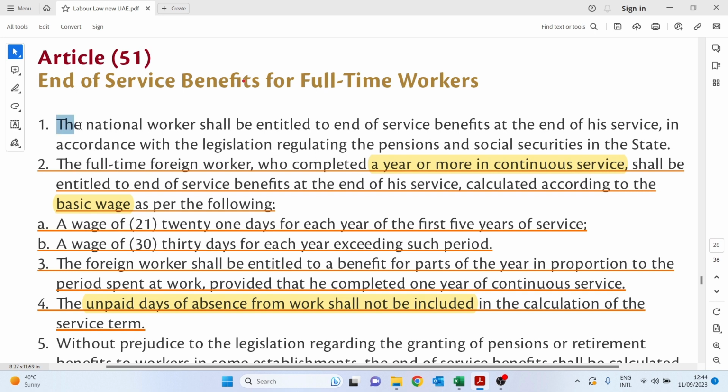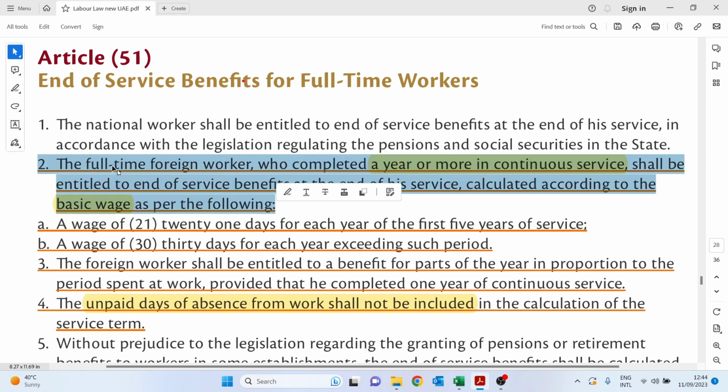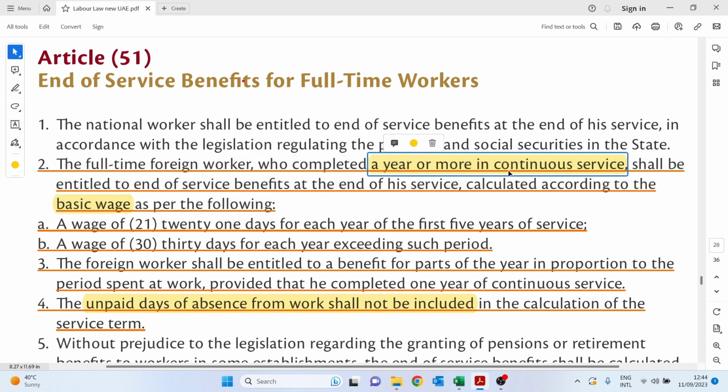Okay, here you can see the first point is the national worker. It is about the national workers, so it is not about the foreign workers. So let us drop that point. Let us go straight to the second point. It is mentioned here, the full-time foreign worker who completed a year or more in continuous service shall be entitled to end of service benefits at the end of his service, calculated according to the basic wage as per the following. So here, if the employee has completed 1 year or more, the company needs to pay the end of service benefit to this employee at the end of his service, not every month, at the end of his service. And that is calculated on the basic wage. Basic wage means basic salary, not the total full salary. It should be on the basic salary.